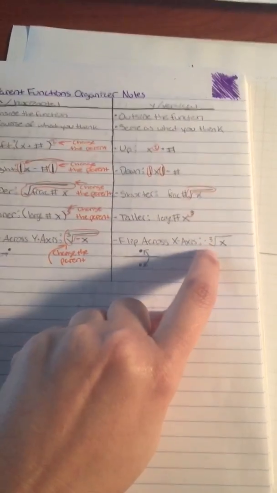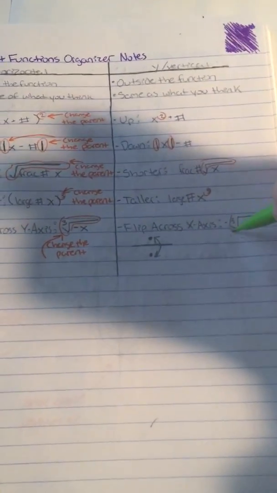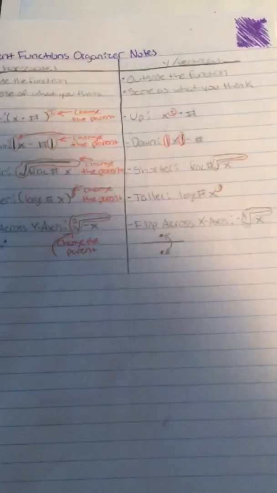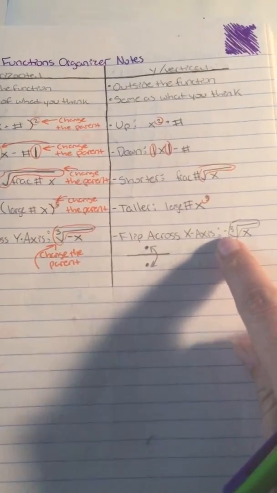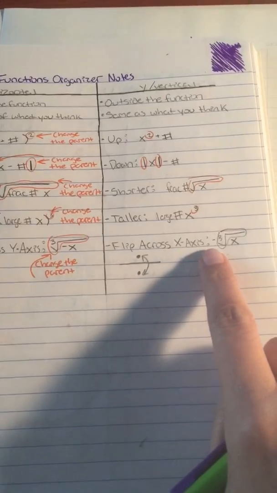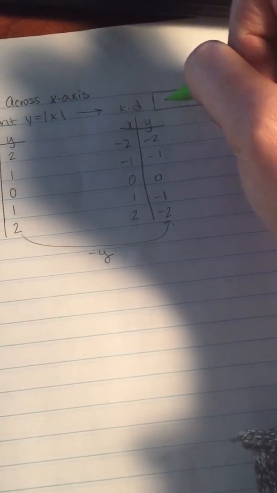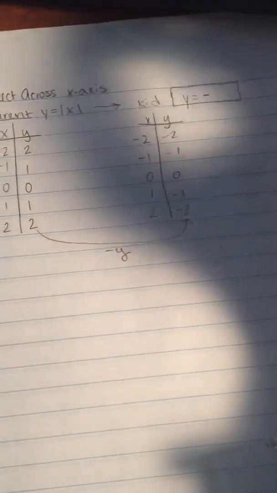See that negative? Now remember, this is the parent, which I don't have an orange, but anyway, that's the parent. That should be circled also. But see the negative? The negative goes on the outside of the function. It's the same as what you think. So we just stick the negative right outside the original function. So I'm going to stick a negative. So it's going to be y equals negative, and then the original function, absolute value of x.